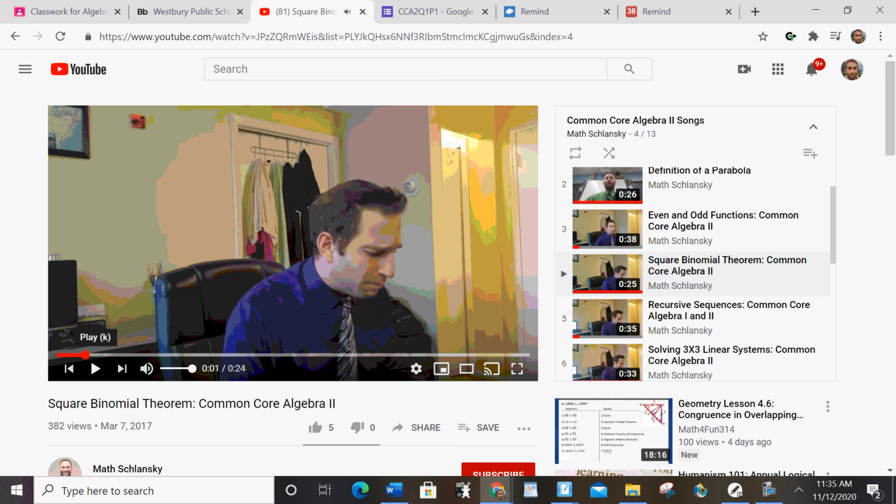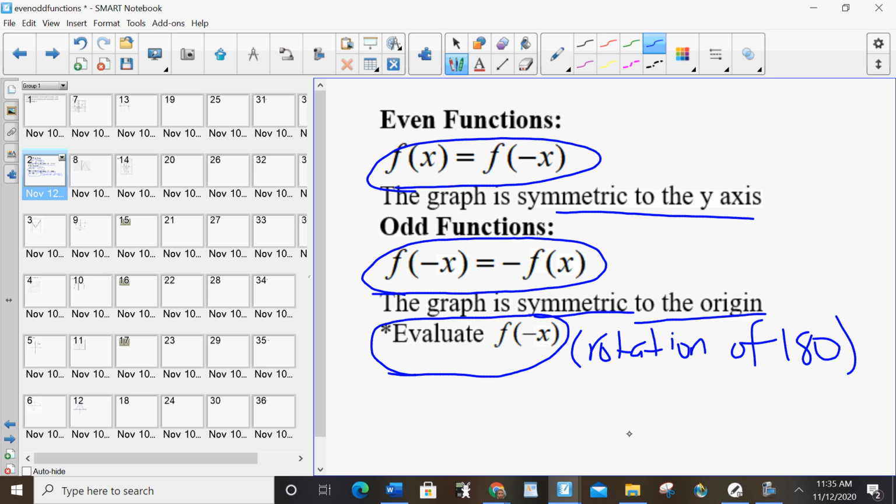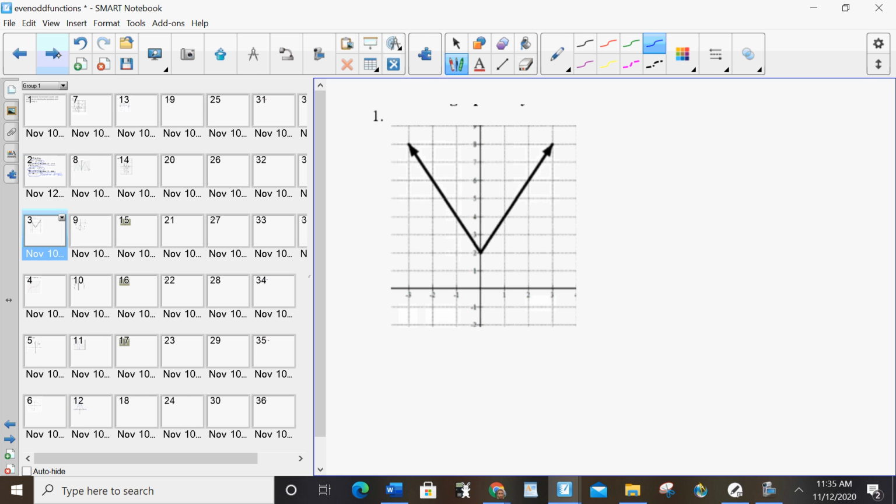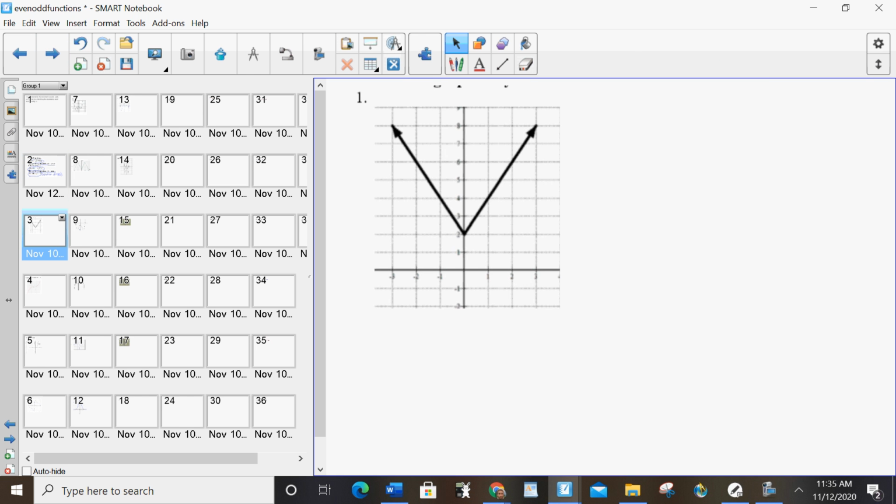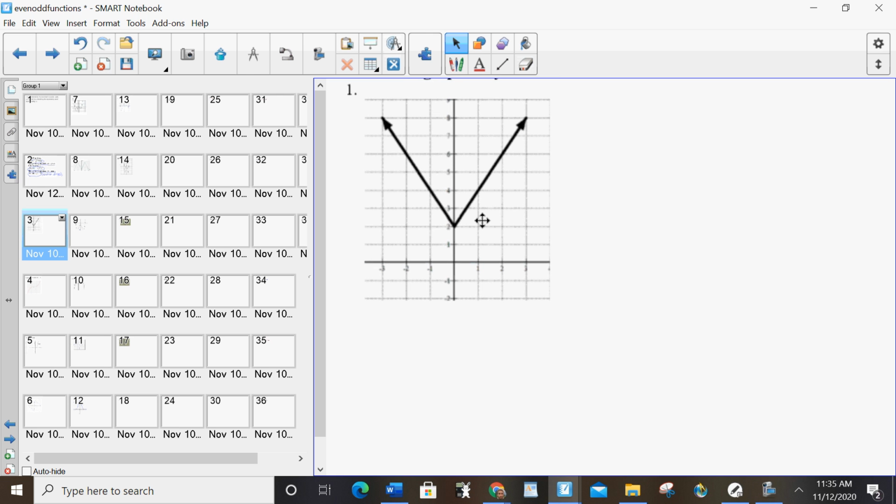Yeah, so let's start with graphically. Even is symmetric to the y-axis. Odd is symmetric to the origin. So this is even and odd functions in your packet. I actually just recently changed this, so if this is 2020 and you're looking at this right now, it might not match what's in your physical packet, but I did update this lesson, so just be aware of that.